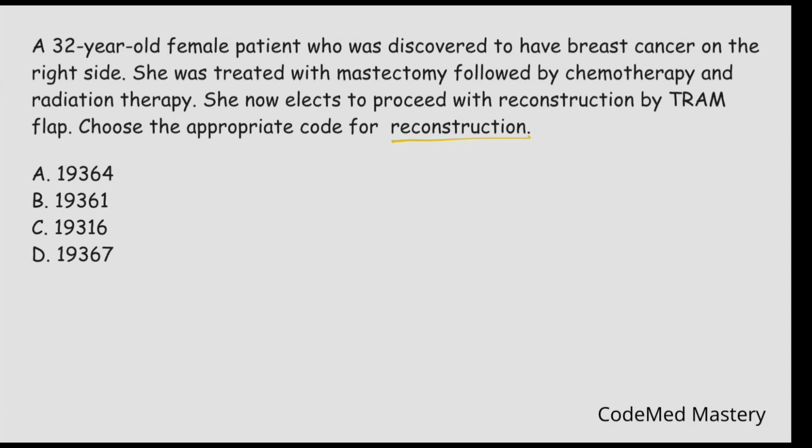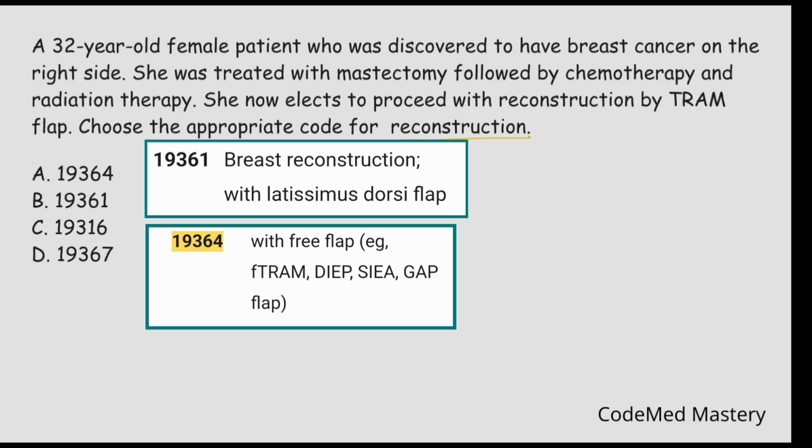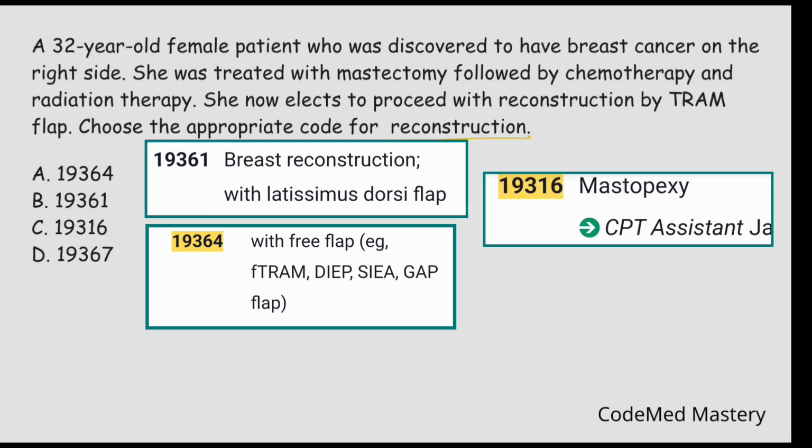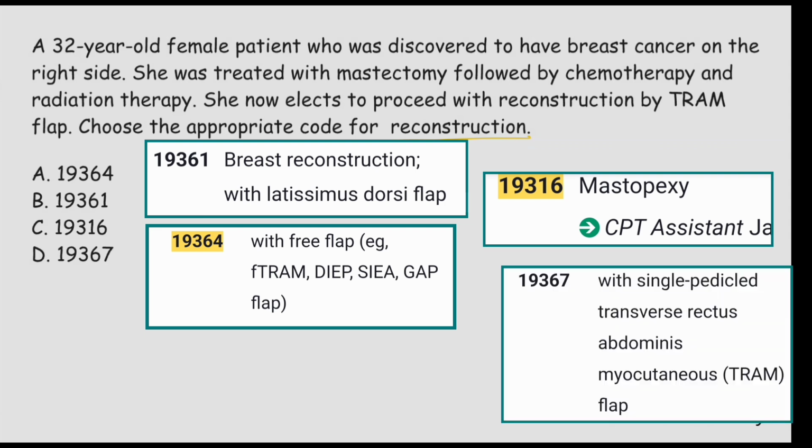Check option A, 19364. 19364 is for breast reconstruction with free flap. And 19361 is for breast reconstruction with latissimus dorsi flap. And option C, 19316, is for mastopexy. And option D, 19367, is for breast reconstruction with single pedicle transverse rectus abdominis myocutaneous, that is TRAM flap.